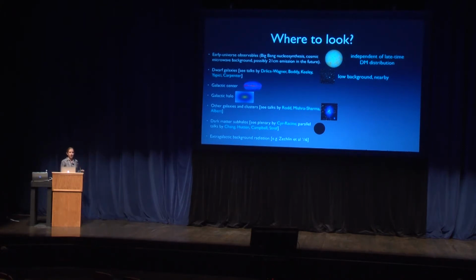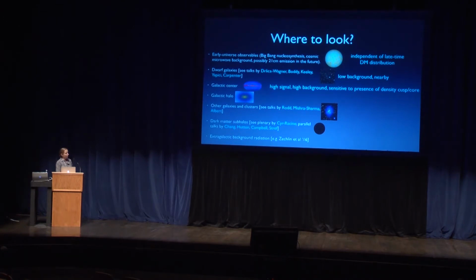The dwarf galaxies have a very high mass to light ratio. There's a lot of dark matter. There's not very much baryonic matter. You can look at the galactic center. This is in some ways the complement to the dwarf galaxies. It's possible that the signal there could be very large due to the dark matter falling into the gravitational potential of our galaxy. But the background is also very high.